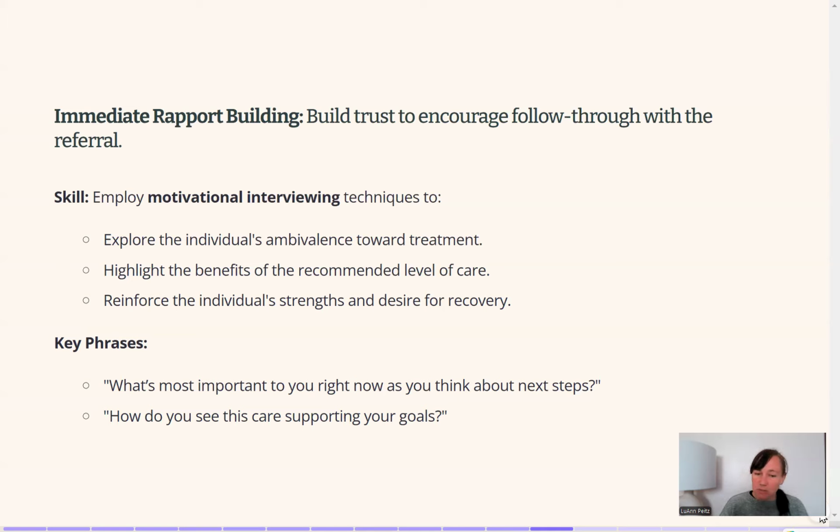So something you might say is, what's most important to you right now as you think about next steps? How do you see this care supporting your goals? Right? Remember, we find the discrepancy and then we help explore what their motivations are, and then we kind of braid those together to help with the ambivalence towards going.